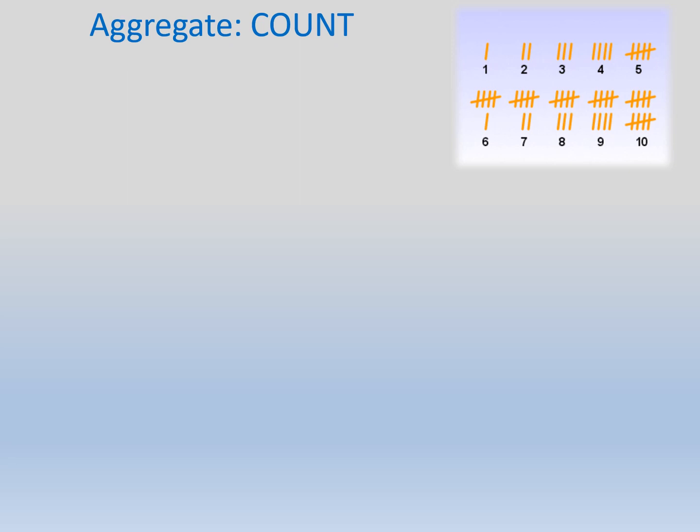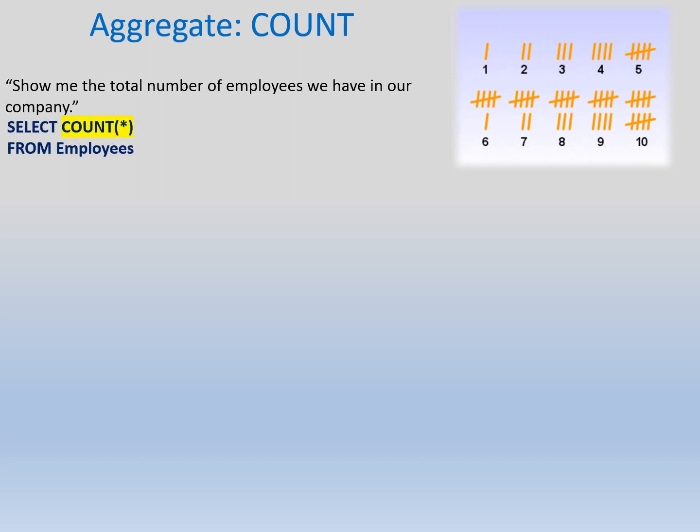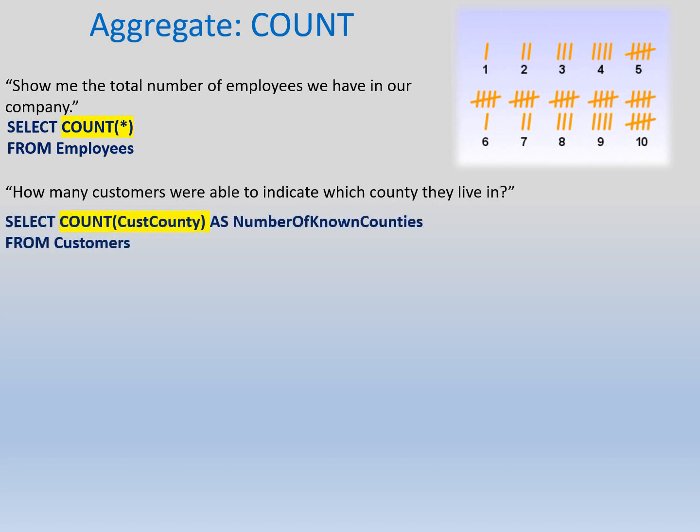Let's look at some examples of select statements that use the aggregate count. Here we have the request, show me the total number of employees we have in our company. This is when we can use the count aggregate with the asterisk because we are selecting all of the rows to count. Another query, how many customers were able to indicate which country they live in? Here we see the use of count on the column customer country.